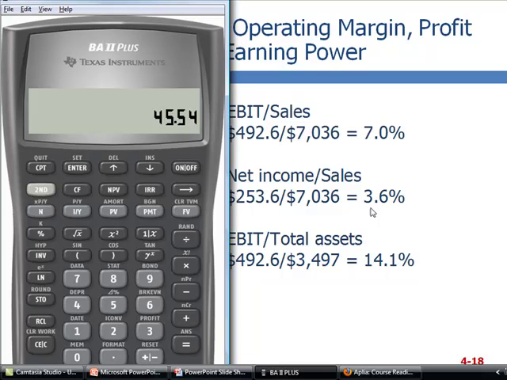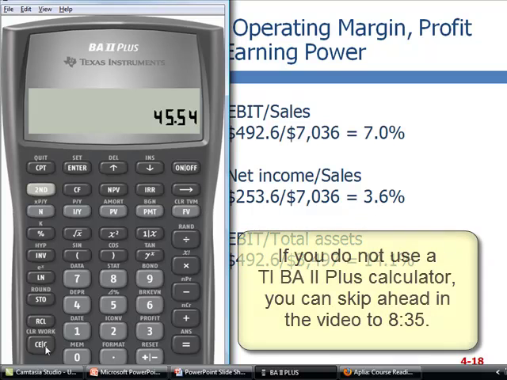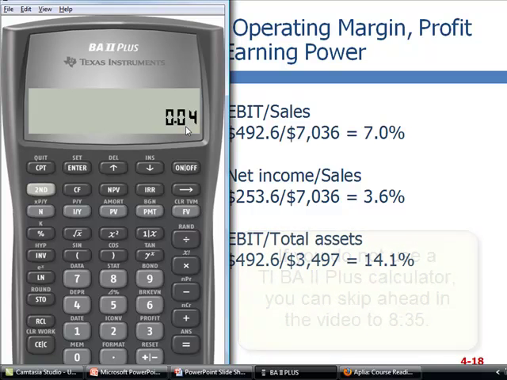I do want to point something out about your calculator. If you have a TI BA II Plus calculator and you were to do 253.6 and divide that by 7036, especially if you've gotten the calculator recently and haven't changed any of the settings, it's likely that you're going to see this on your display. Okay, it's going to say 0.04. And of course, what do you think that means? Well, 0.04 in decimal form, that's 4%, right? But the answer is really 3.6%.